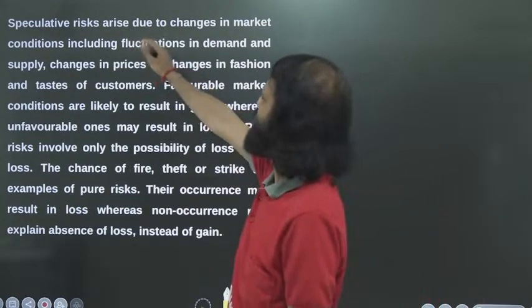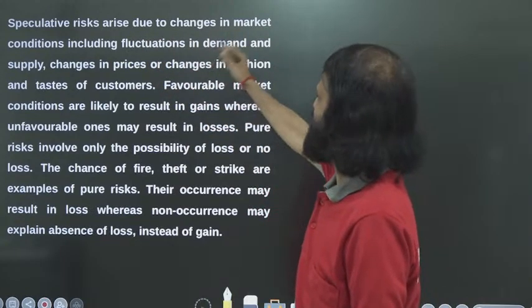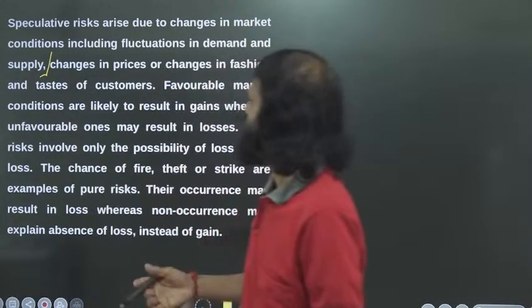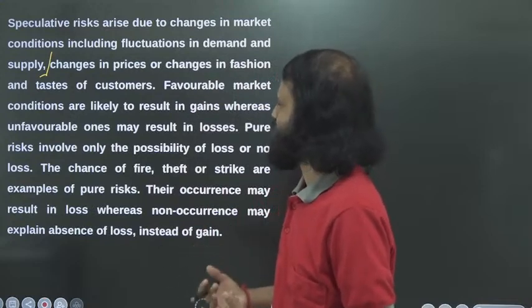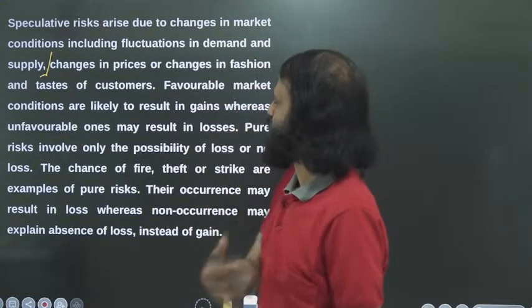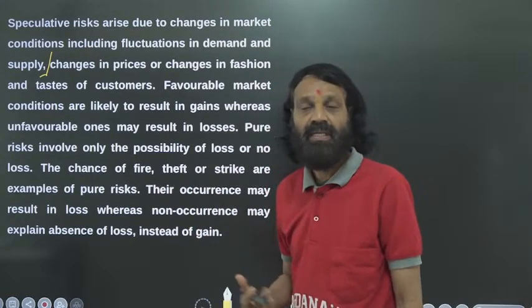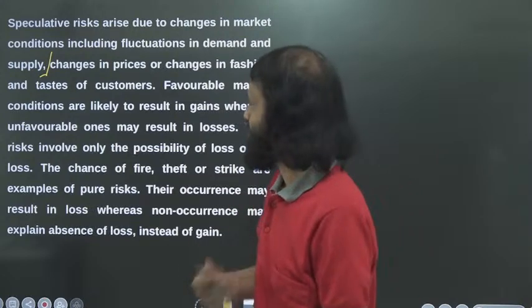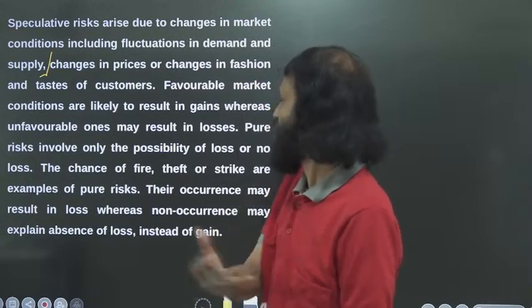Speculative risk arises due to changes in market conditions, including fluctuations in demand and supply. This is what is happening in the stock market. Of course, the fluctuations are always there. Supply and demand will decide the price in the market, and the price in the market will decide consumers' interest to buy. If the price is very high, then many people may not buy in the local market.